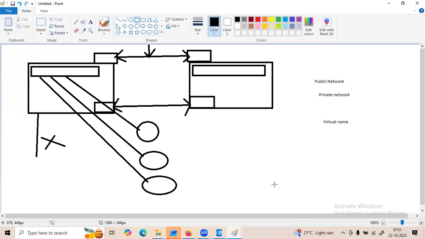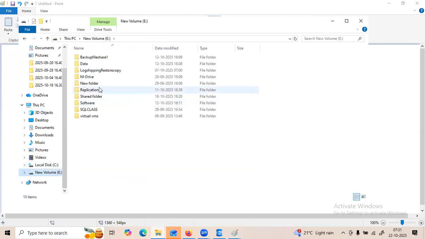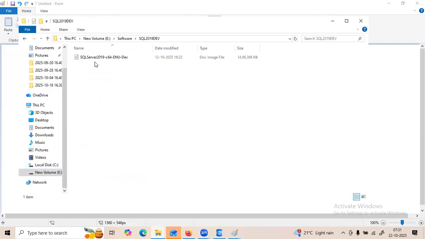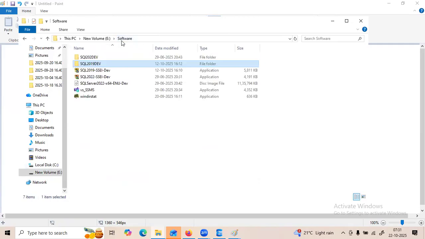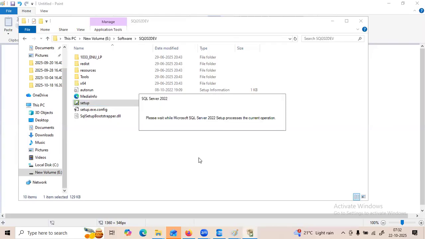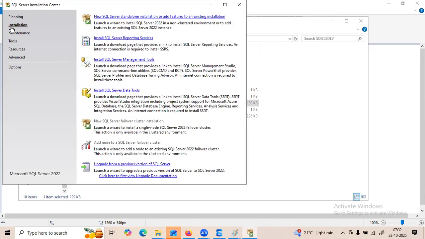Before that, let me open our software media. Let me see. SQL software. While installing the SQL Server, we can install the SQL Server on the one computer.